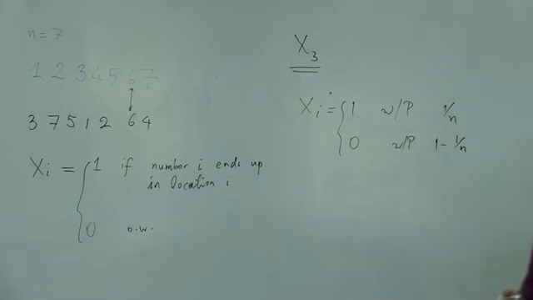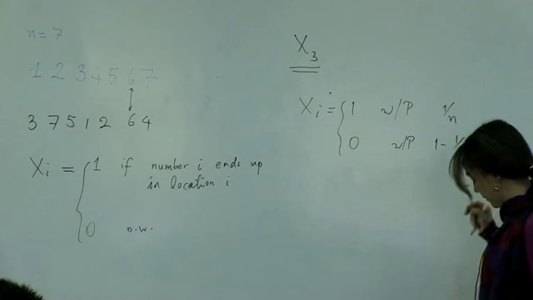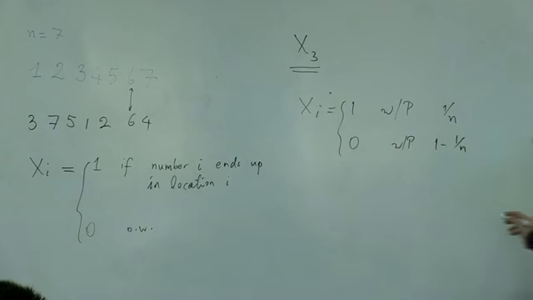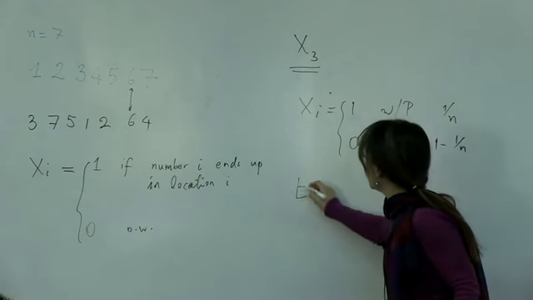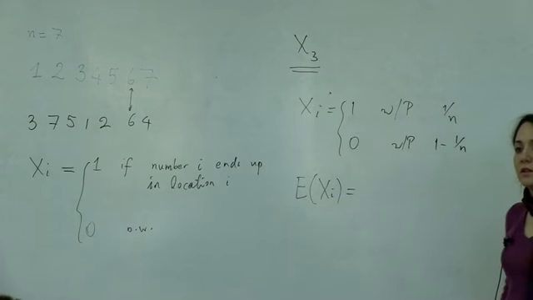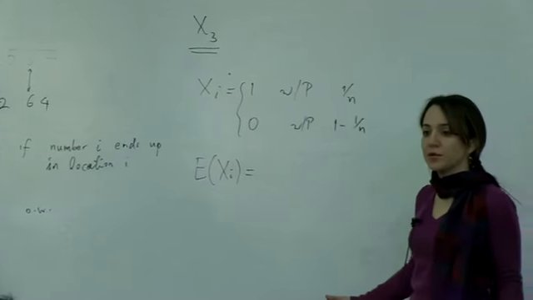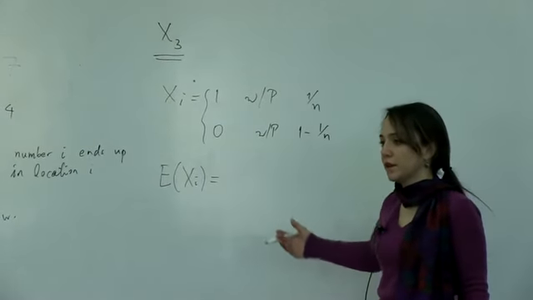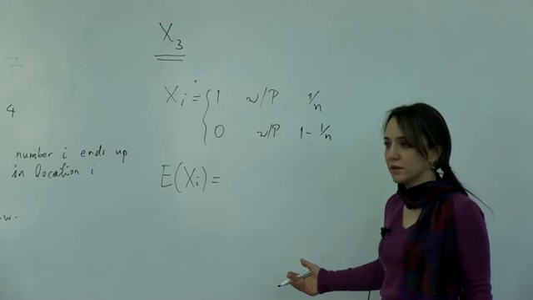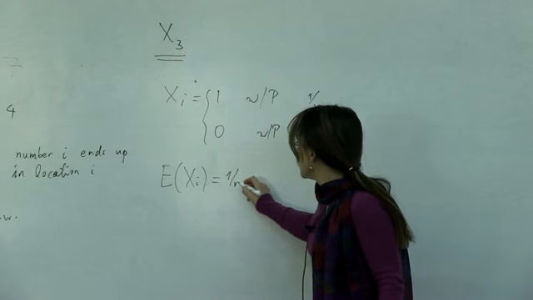Is xi Bernoulli? Yes, it fits the definition of the Bernoulli random variable. So what is the expectation of xi? The parameter, which is the probability of xi being 1, which is 1 over n.